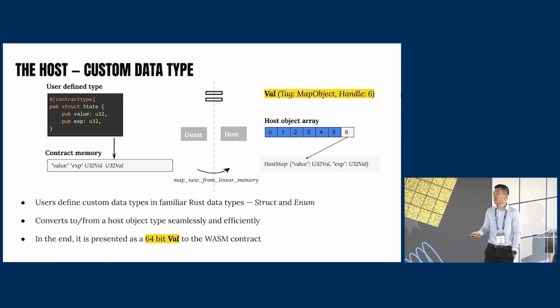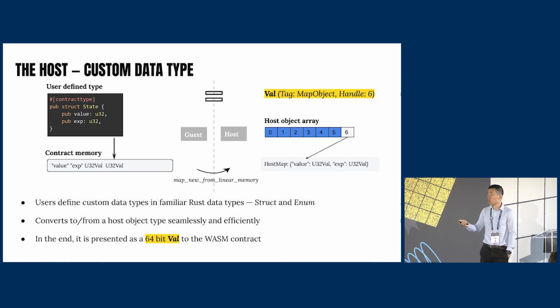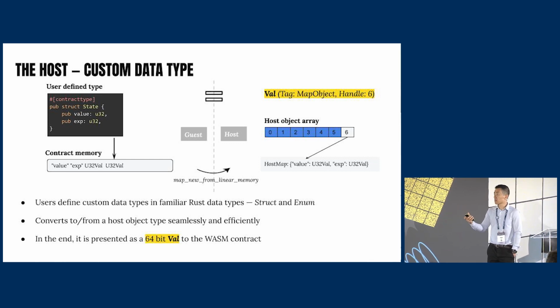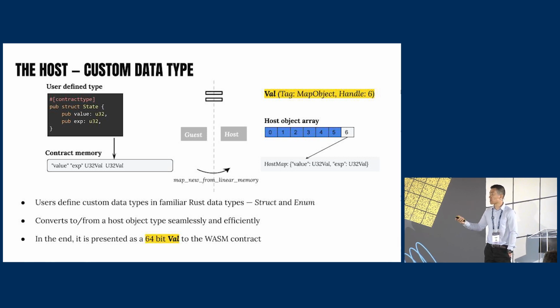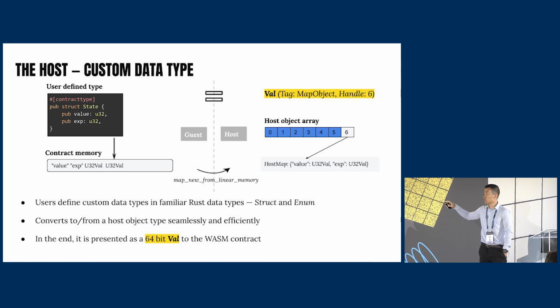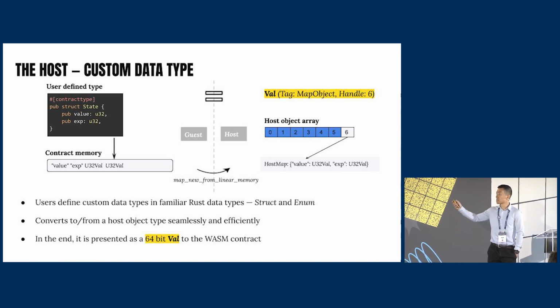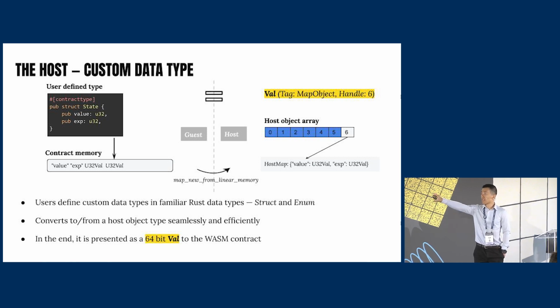And there's a host function called map_new_from_linear_memory, which takes this memory location and bulk converts it into a host map with the exact same content, but represented on the host. And this host map is inserted into the object array at slot number 6, and this slot number 6, along with the tag of the host object type, forms the 64-bit Val that is presented to the contract. So in the end, what you see on the left-hand side, the rich, expressive, user-defined type, is completely equivalent to the 64-bit value that is presented to the host.